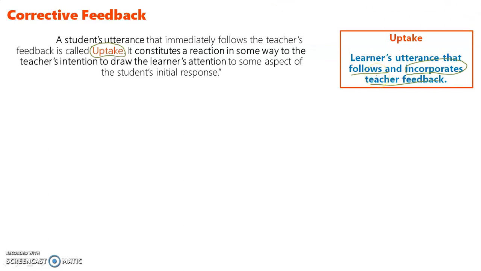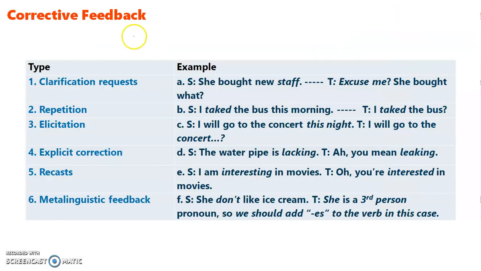So if the student utters, let's look here, for example, in a clarification request. The student said, she bought new staff. Here she meant stuff. And the teacher said, excuse me, she bought what? If the student replies to this teacher's question, she bought a new stuff, and the student corrected themselves, it means they have uptake. Alright? Or for example, I take the bus this morning. I take the bus. The student would say, I took the bus. This is uptake.